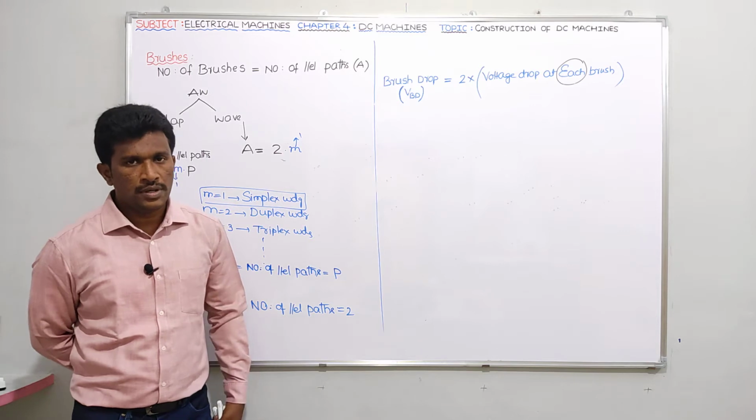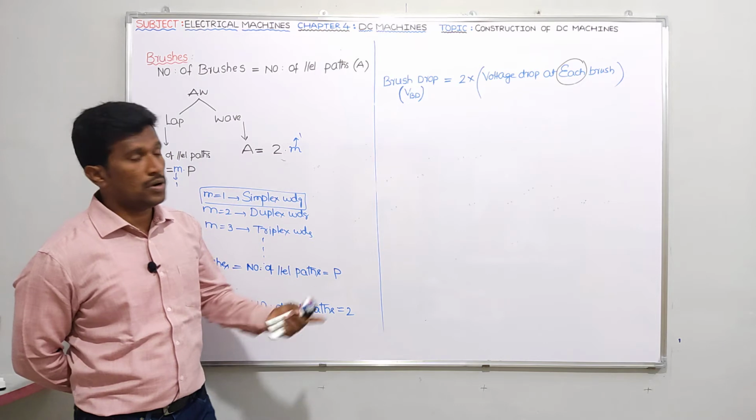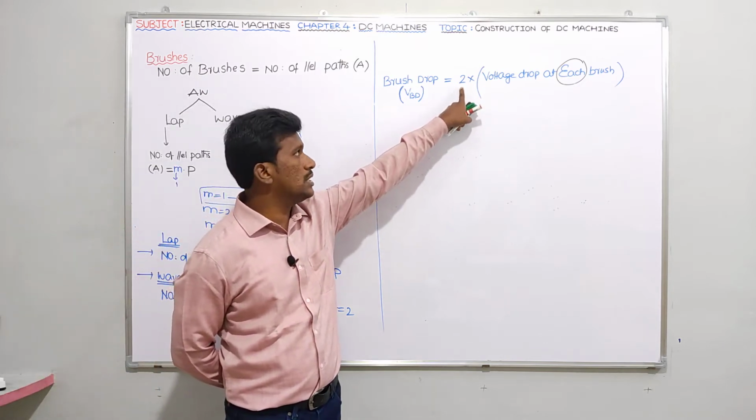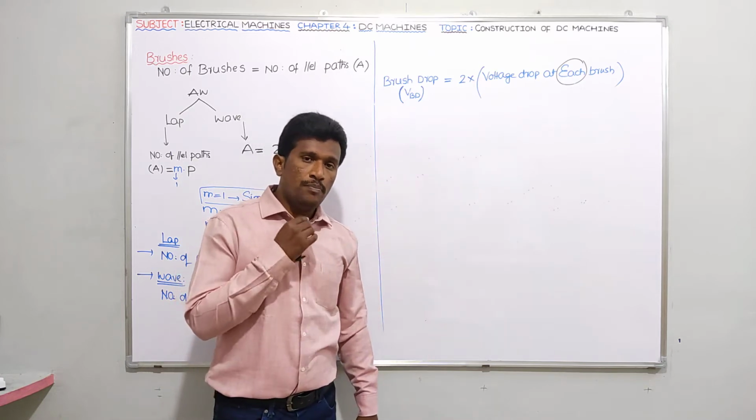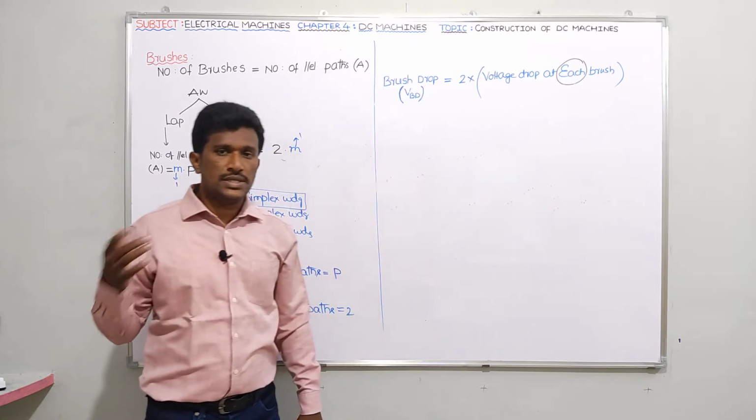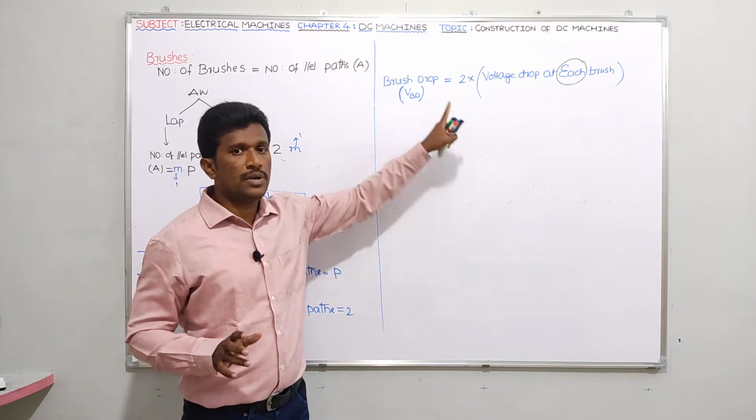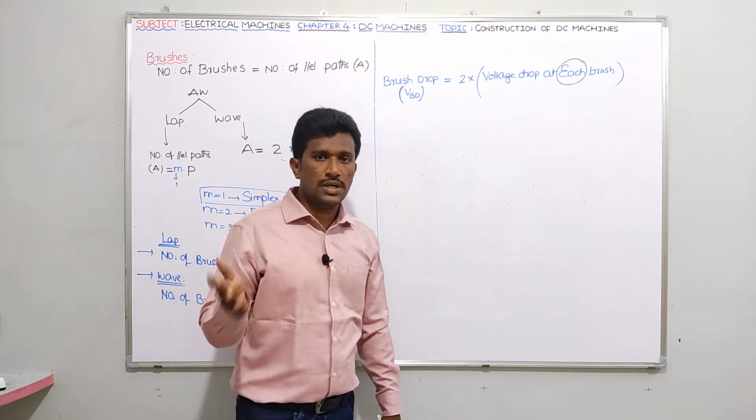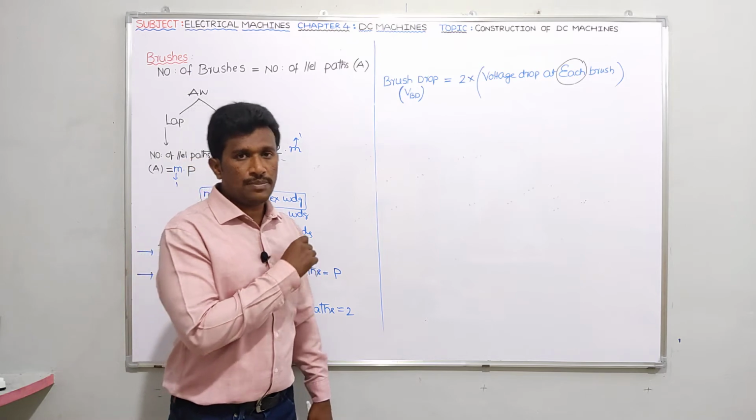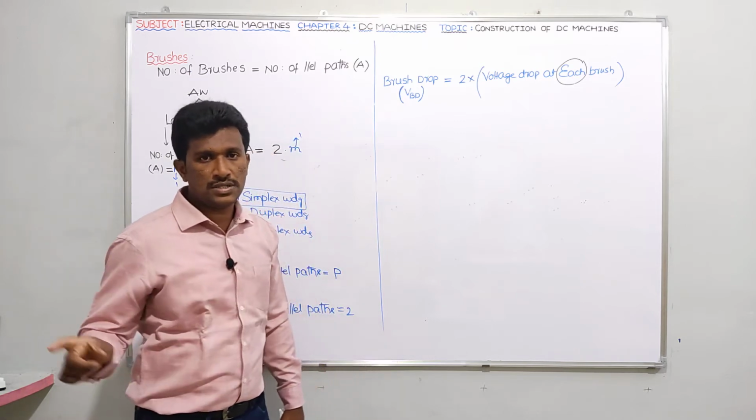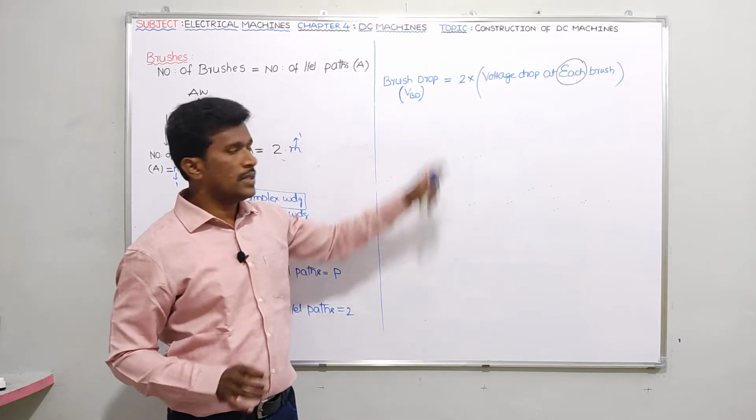Don't confuse. Suppose if poles are given as 4 instead of 2, don't multiply with 4. It's 2 into voltage drop at each brush, valid for P poles. It may be 2, 4, 6, 8, whatever. This is valid for lap and wave, and valid if the number of parallel paths is 2, 4, 6, 8, whatever. So always this relation is valid irrespective of type of winding, number of brushes, and number of parallel paths. Is it clear guys? So please note down this one. Okay, and the next one.